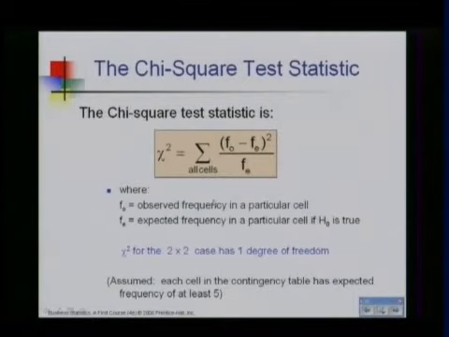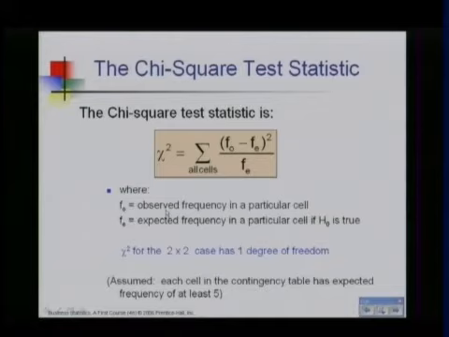Here's the formula. Chi-square equals the summation for all cells of the frequency observed minus the frequency expected, difference squared, over frequency expected. Observed values are always what I found in the sample. Expected values are based on the assumption that the null hypothesis is true. So you're going to have to find the expected values for your chi-square problems. The observed values are going to be given in the problem.